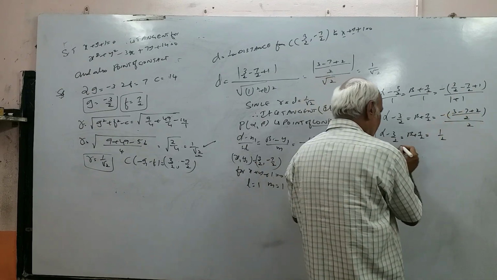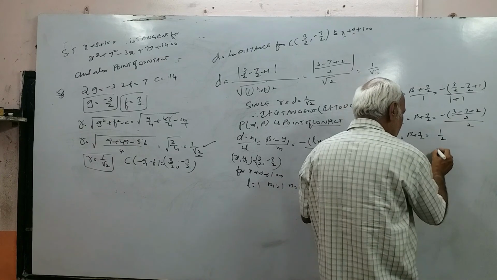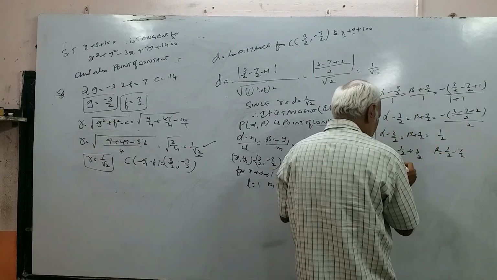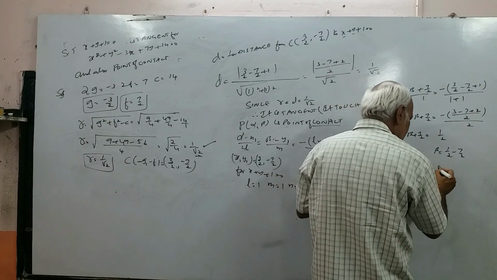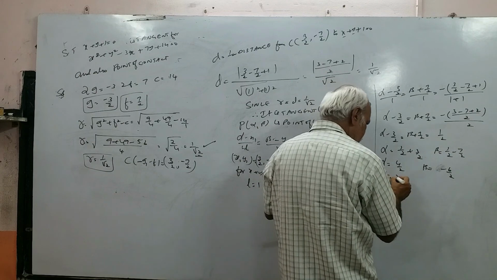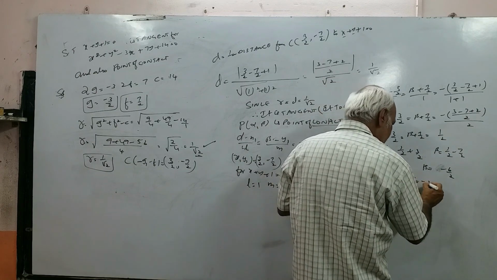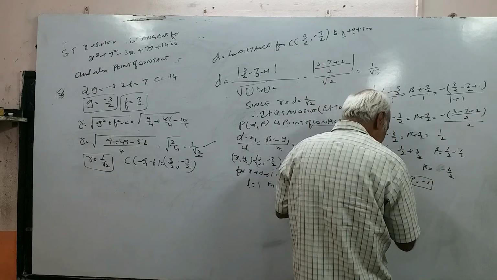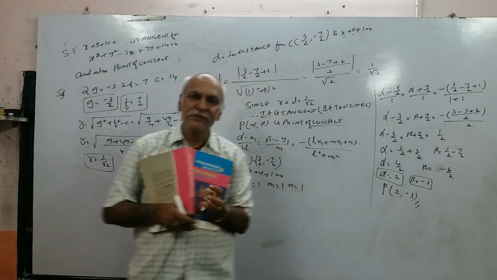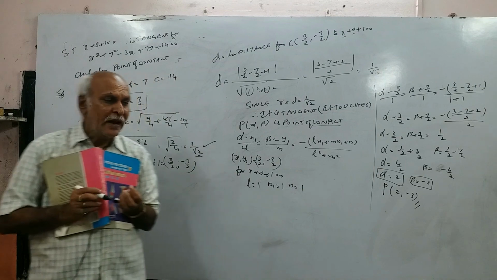Therefore alpha is equal to 1 by 2 plus 3 by 2, beta is equal to 1 by 2 minus 7 by 2. So alpha is equal to 4 by 2, beta is equal to minus 6 by 2. So alpha is equal to 2, beta is equal to minus 3. Therefore what is the point? 2 comma minus 3.